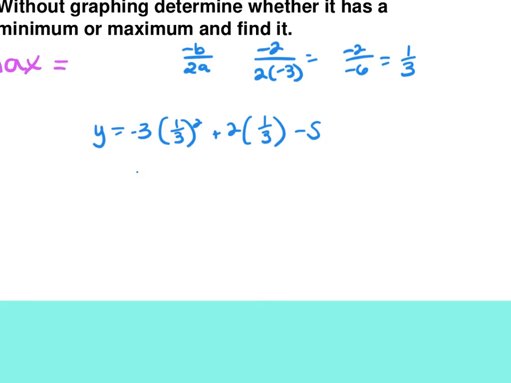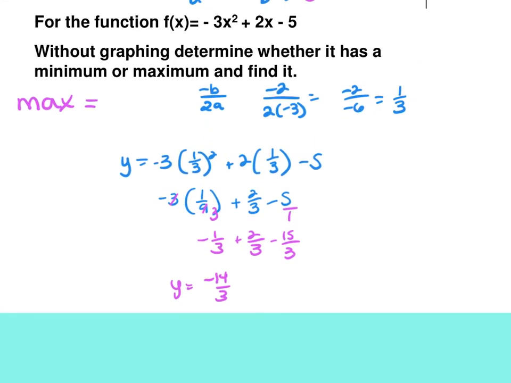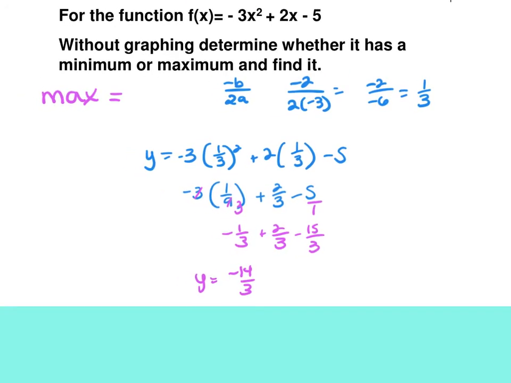So I'm going to square 1/3 and I get 1/9. 2 times 1/3 is 2/3. 3 goes into 9 3 times, so this is negative 1/3 plus 2/3. 5 over 1 becomes 15/3. Negative 1 plus 2 is 1. Minus 15 is negative 14/3. And that's the k of my vertex, which is the maximum value.